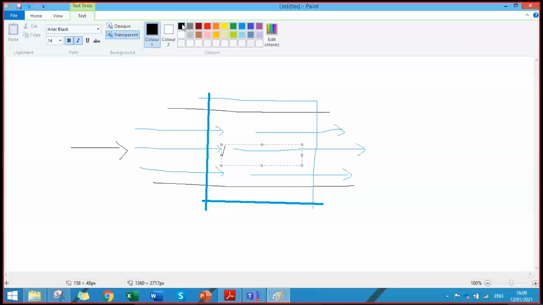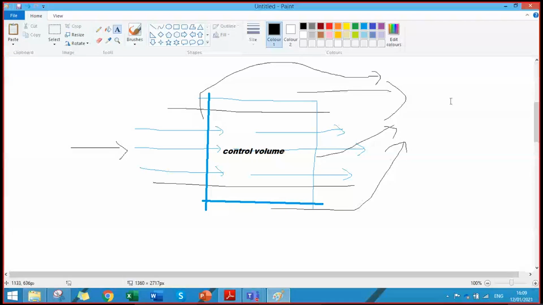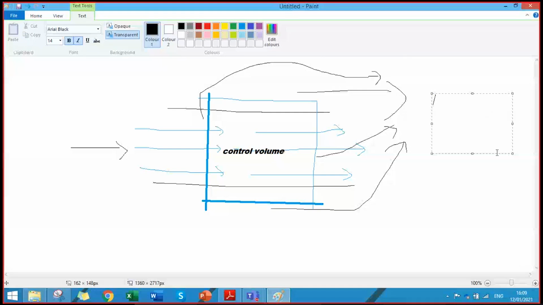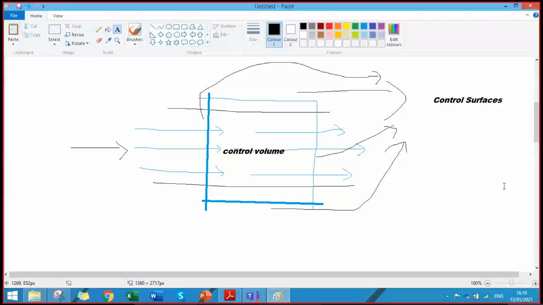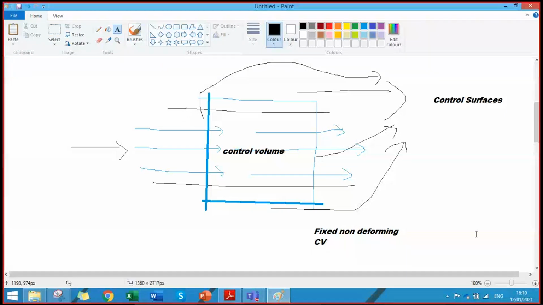This volume is called the control volume. And the surfaces forming this control volume are called control surfaces. All of these surfaces are called control surfaces or control boundaries. A control volume can be fixed, moving, deforming, or non-deforming. There can be different types of control volume, but right now we're interested in a fixed, non-deforming control volume. Is the concept of control volume clear?